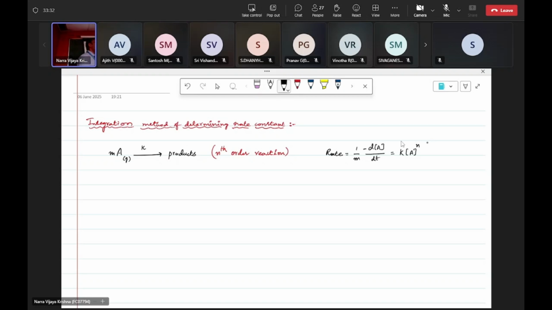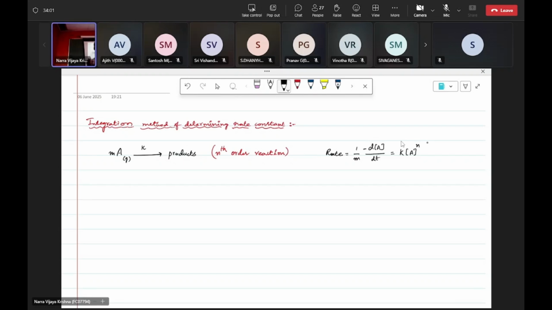What did I tell? Nth order reaction. I told it as nth order reaction, so you have to write n. If I say mth order reaction, you will write m. M is the stoichiometric coefficient, so for sure I have to write m here. I cannot escape. But I am saying nth order reaction, so I have to write power n. Clear? M is stoichiometric coefficient, n is order.